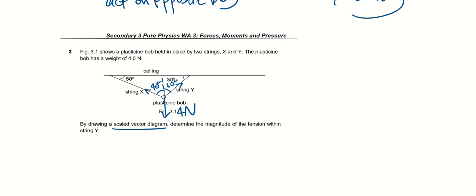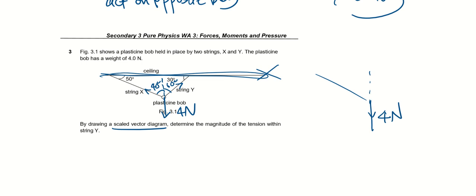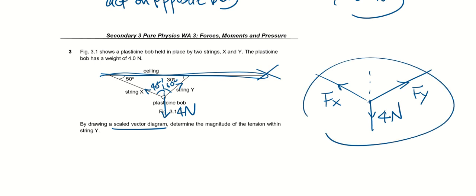So the length of the string doesn't tell me the size of the force. If you draw out your ceiling, it is very wrong. You should instead draw 4 Newton according to a scale. Then you are given the direction of force X, and you are also given the direction of force Y. So force X and Y and 4 Newton together, there is no F net because it is in equilibrium.